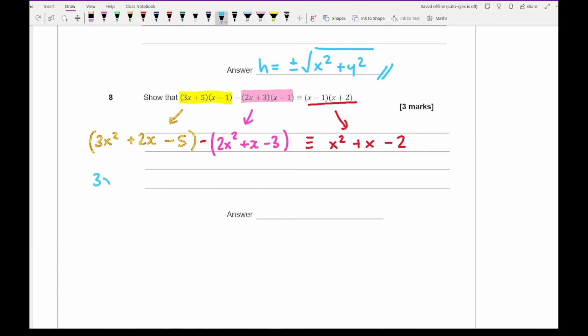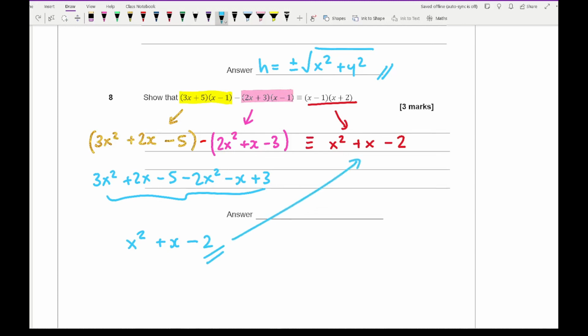So then what we need to do is simplify all of this. So I've got 3x squared plus 2x minus 5, minus 2x squared minus x plus 3. And then from simplifying all of this, I get x squared plus x minus 2, which equals the same as this.